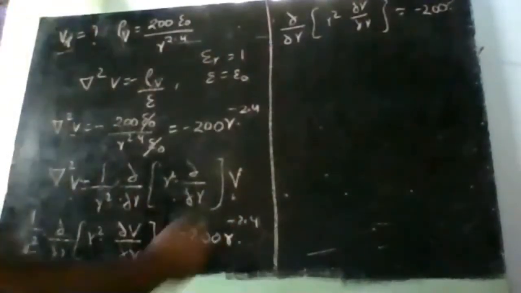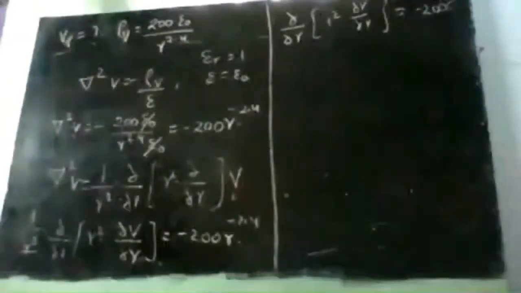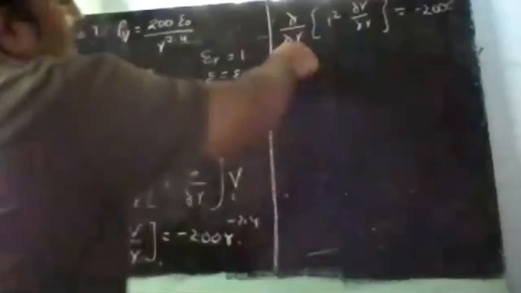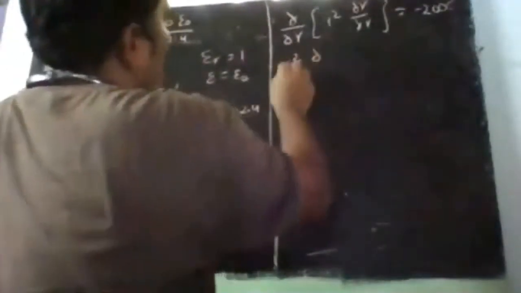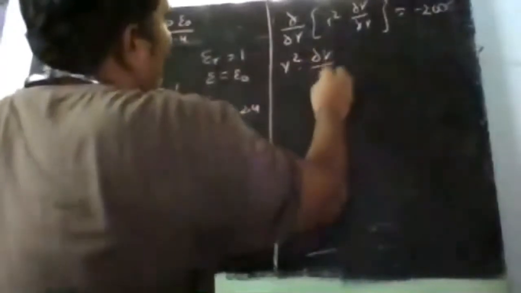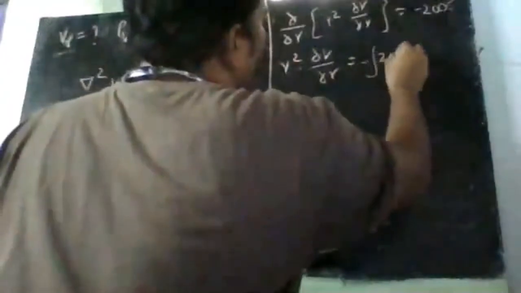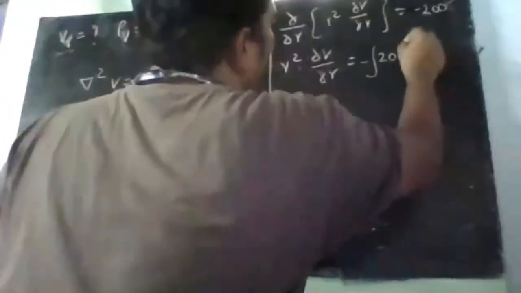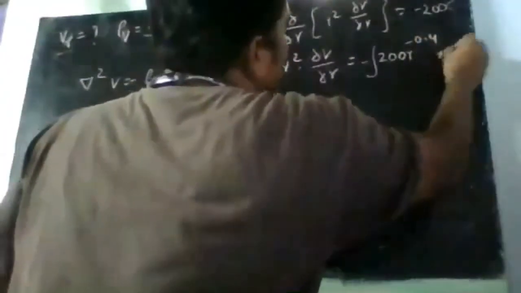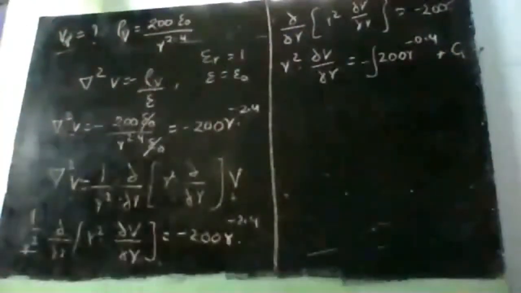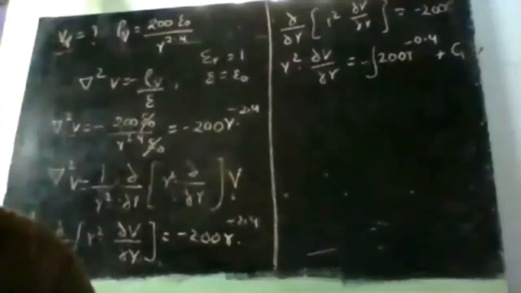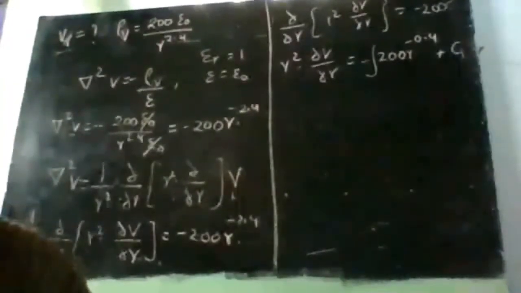And now the next thing we need to do is integrate this expression. Integrating with respect to r, the dou by dou r will get cancelled out. So r square into dou V by dou r is equal to the integral of minus 200 r power minus 0.4 plus a constant of integration. That's the second step. So when you are integrating, we have to consider, one second, yes, I'm adding.